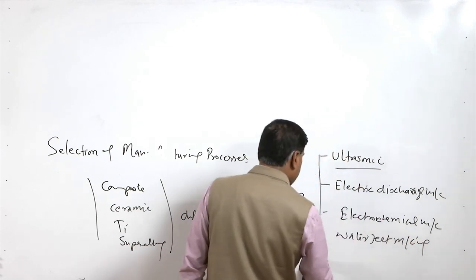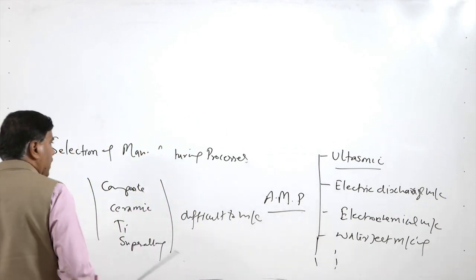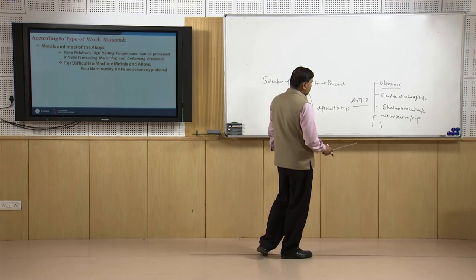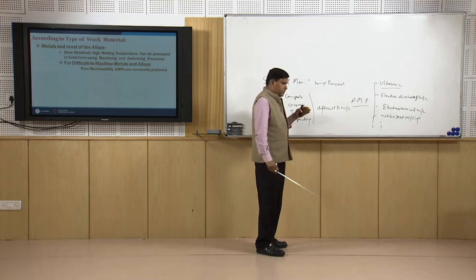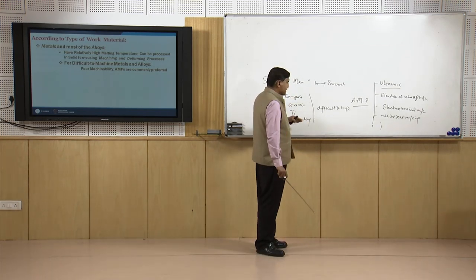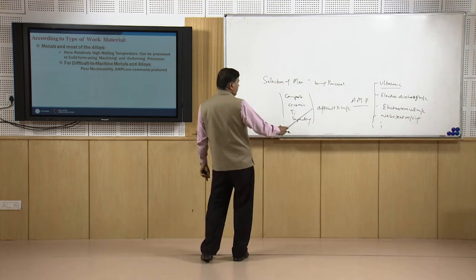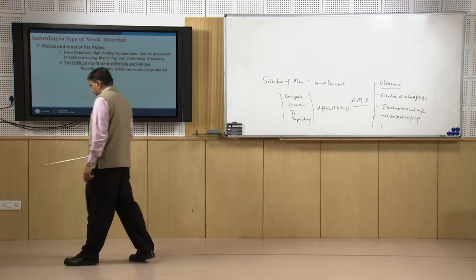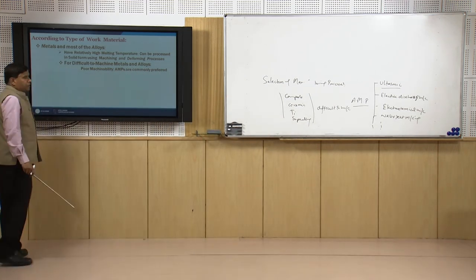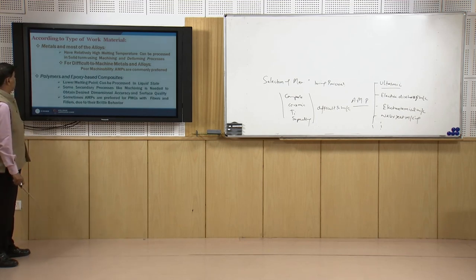So, there are further larger numbers of advanced manufacturing processes, and in these processes we are able to remove the material in a controlled way, so that the desired size and shape can be achieved. So, difficult to machine materials are further subjected to the advanced machining processes, so that the desired dimensions and finish can be achieved.